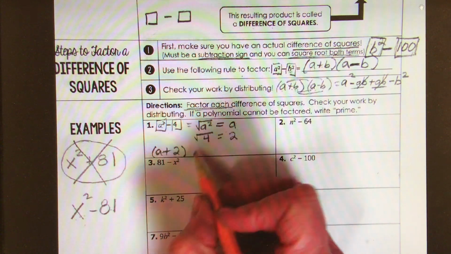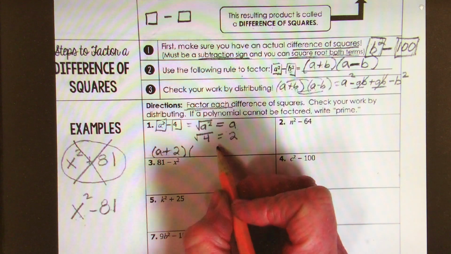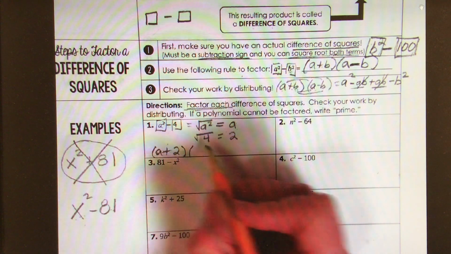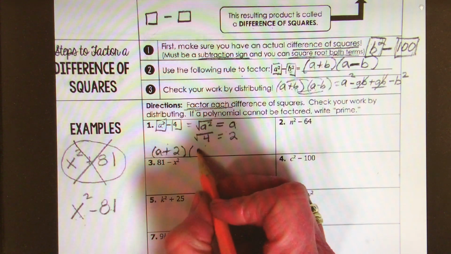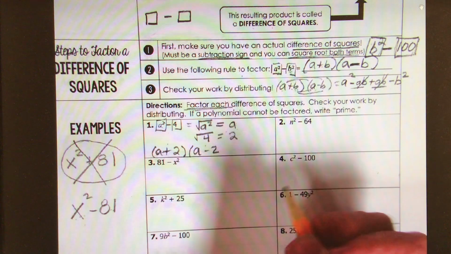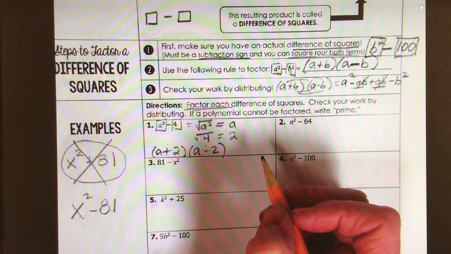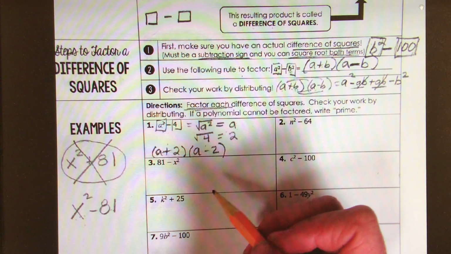And hopefully you're thinking to yourself right now, oh, okay, so then the next binomial or factor, remember this is one factor and this is another factor of this answer. If you think about it, we're working backwards, would be a minus 2, okay? And again, I could distribute it out to make sure I got the right answer. That would be that. Okay, so let's move on.